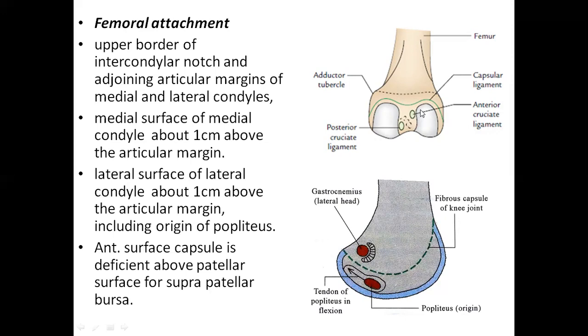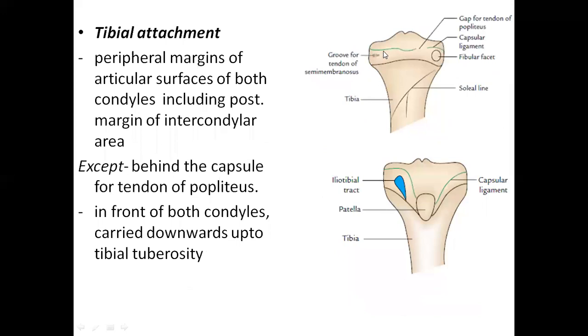Then on the anterior surface, the capsule is deficient above the patellar surface, as I told you, giving passage to the suprapatellar bursa. So this dotted line and this line completely indicate the attachment of the fibrous capsule. These are the femoral attachments. Now let us see the tibial attachments. The peripheral margins of the articular surface of both condyles, including the posterior margin of the intercondylar area, except this area. You see behind, the capsule is deficient behind the lateral condyle of the tibia for the passage of the tendon of popliteus.